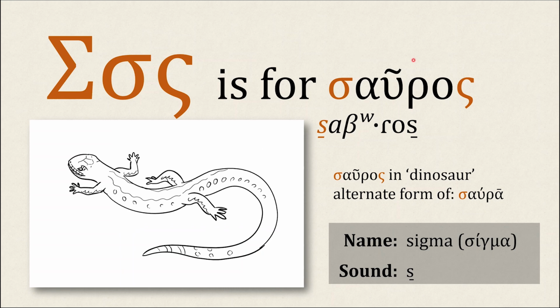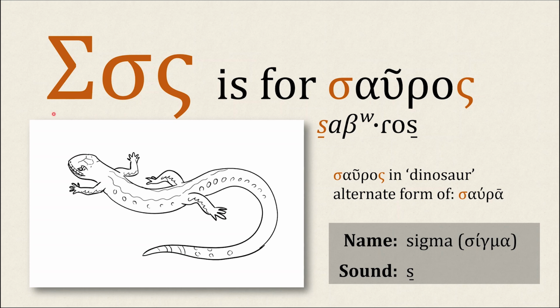S is for sauros. Sauros is lizard, like all those dinosaur names. Dinos and sauros together mean terrible lizard. Sauros means lizard. Alternate form of saura, which is also lizard. The name of this letter is sigma. It makes a retracted S sound, kind of halfway between S and SH. Because ancient Greek has no distinction between S and SH, this one is sort of in the middle.